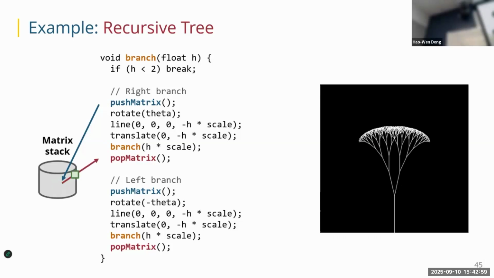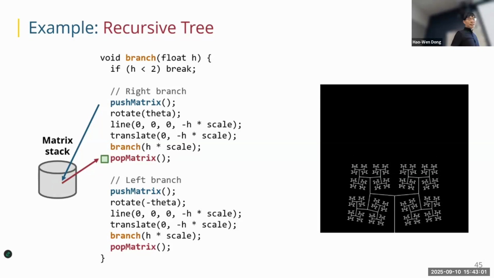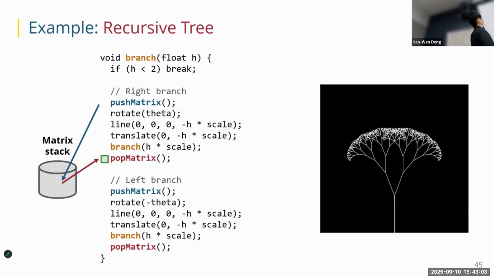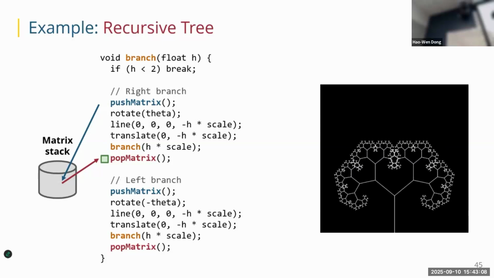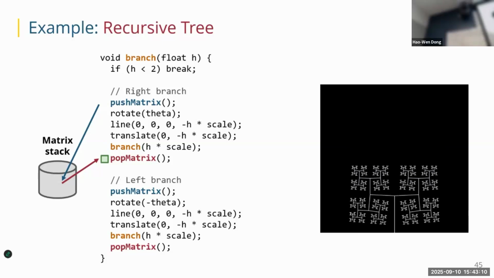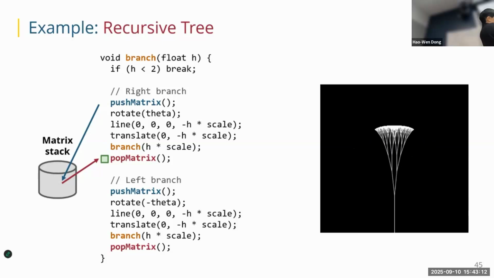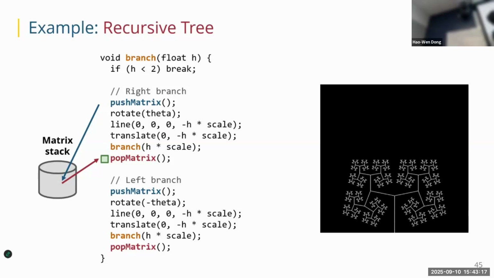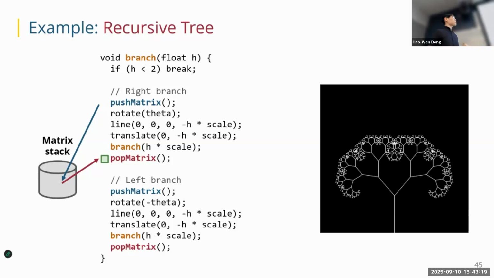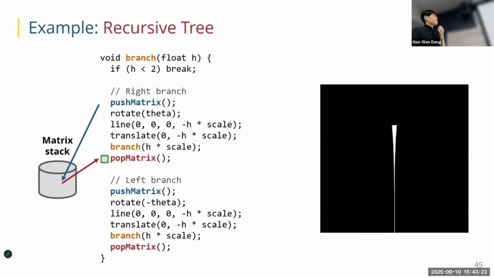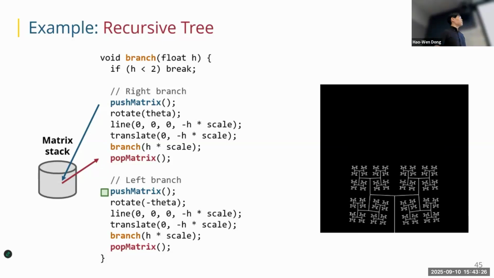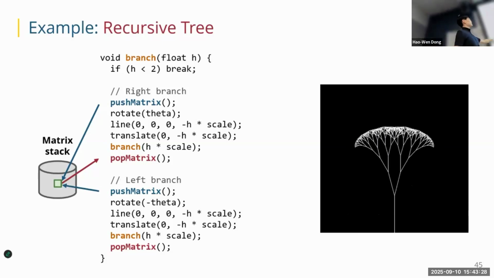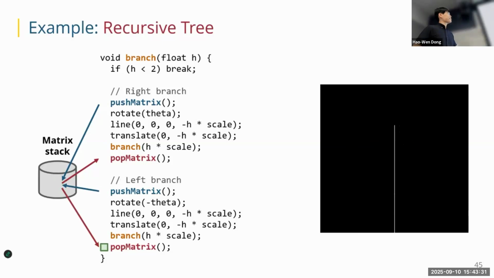So this is why this whole script is very tricky. What we are doing now is that we started from the original grid space, and now we rotate it, we translate it to somewhere else, and we start drawing our stuff, but we want to go back to our original matrix. And the same thing happens for the left branch. You push so that you store here, and then you do whatever you like. At the end, you get it back.